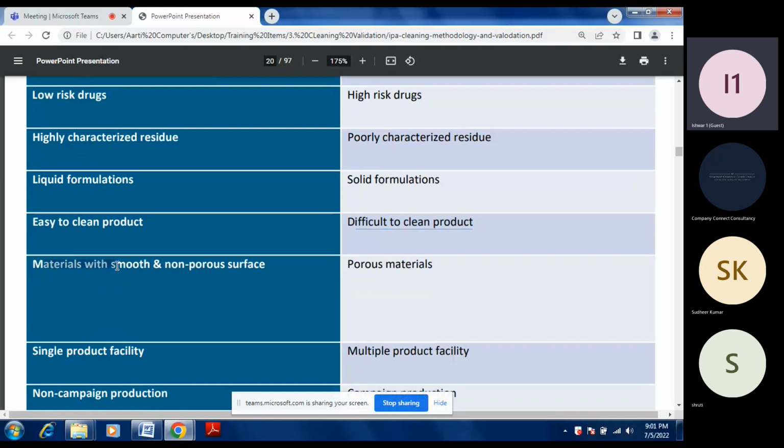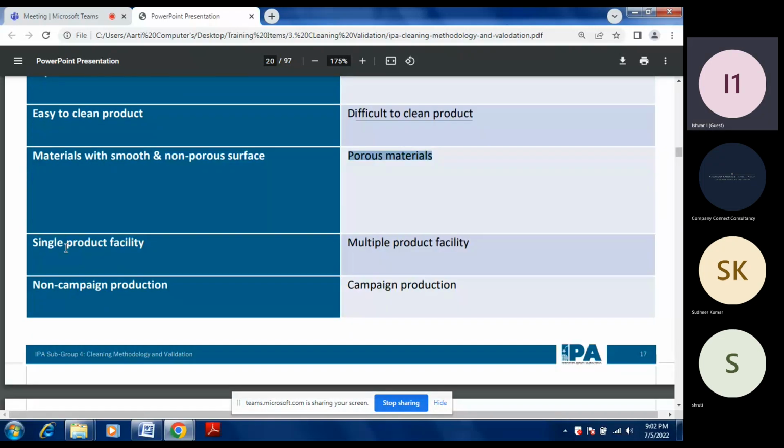For materials with a smooth and non-porous surface, meaning the surface of the equipment is smooth, we perform automated cleaning. For porous materials or non-smooth surfaces we perform manual cleaning. In a single product facility, after batch to batch or product to product changeover, we use that particular equipment for a single product in the single facility.